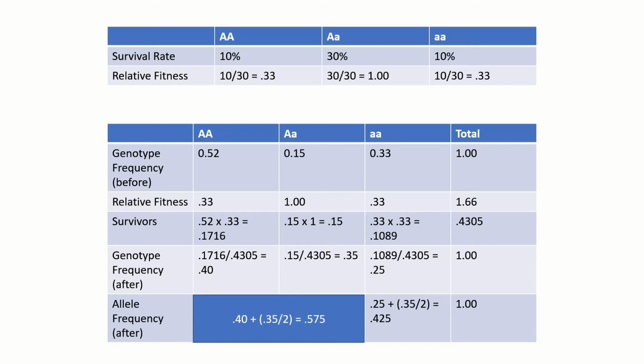Now that we have a survivor number and a total for that number, we can calculate a new genotype frequency after the natural selection event occurs, much like the same way we calculated the genotype frequency at the beginning of the study. We can again calculate a new allele frequency the same way by taking our heterozygote genotype frequency, dividing by 2, and then adding to the big A and little a genotype frequency respectively.